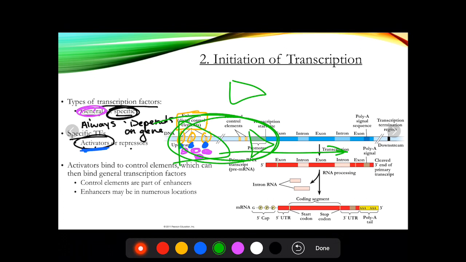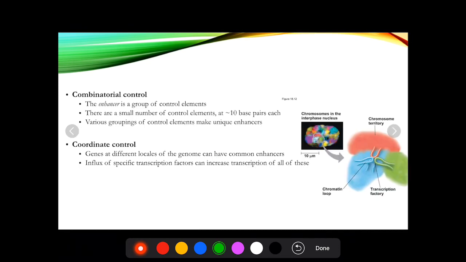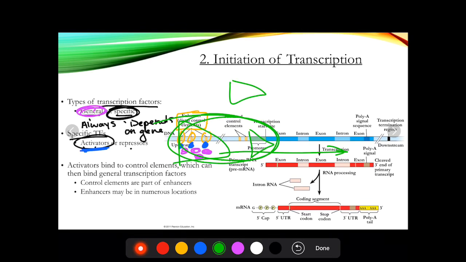Yeah, I thought, like you said, control elements were like at the very end, right? Yes. So then, I don't understand how it increases transcription. So, okay, the question is, I'm repeating for the video. The question is how these that are way up here affect transcription.